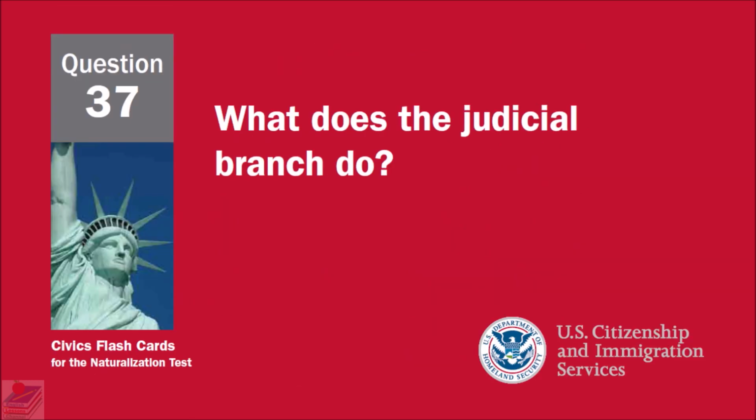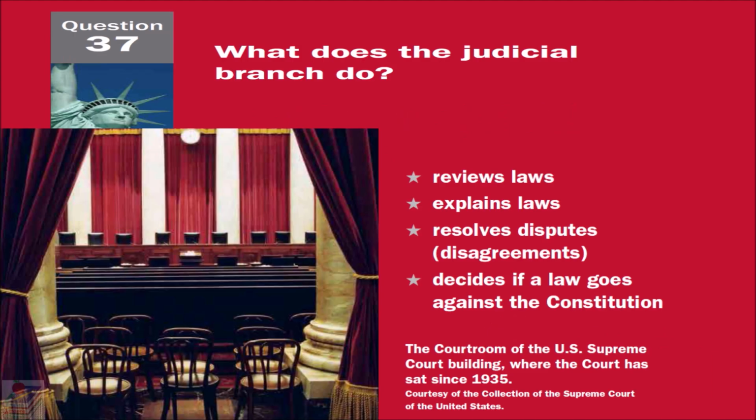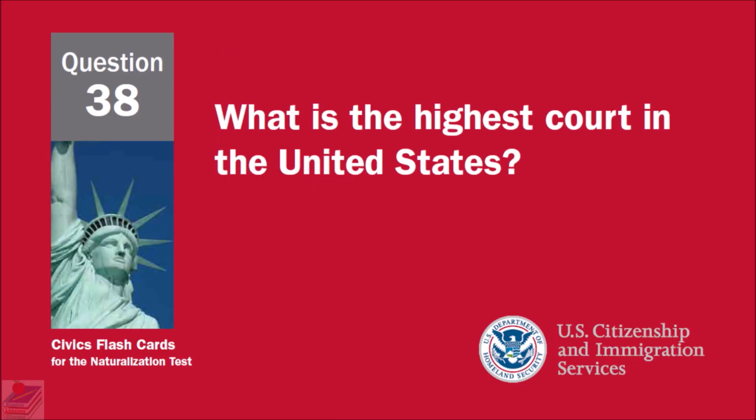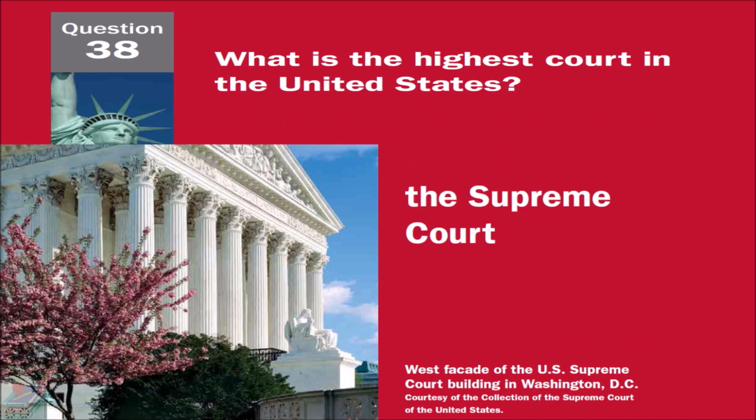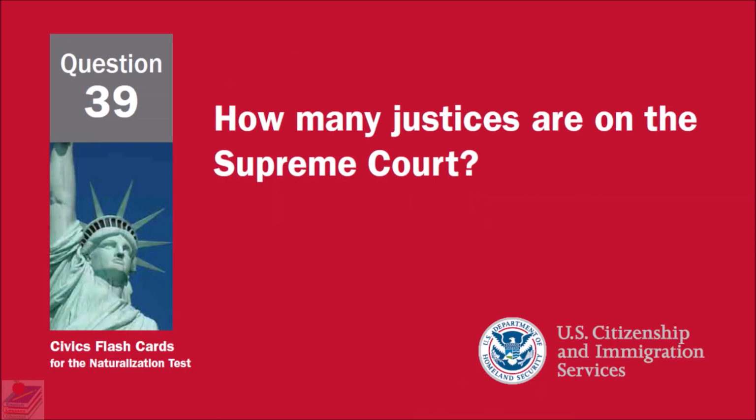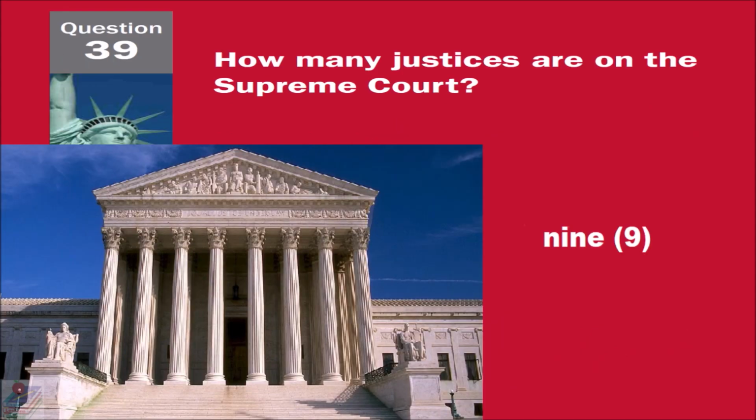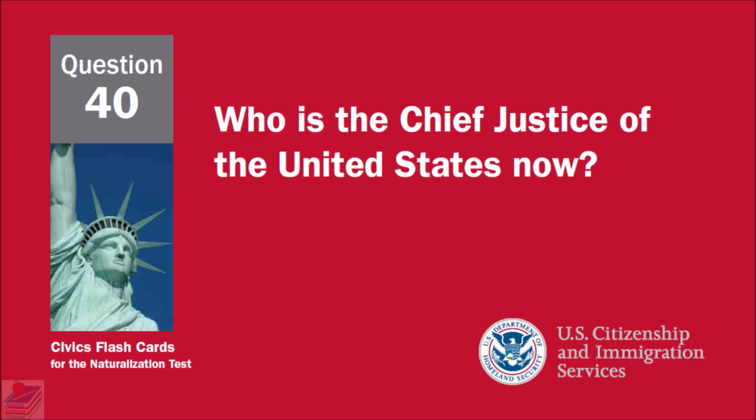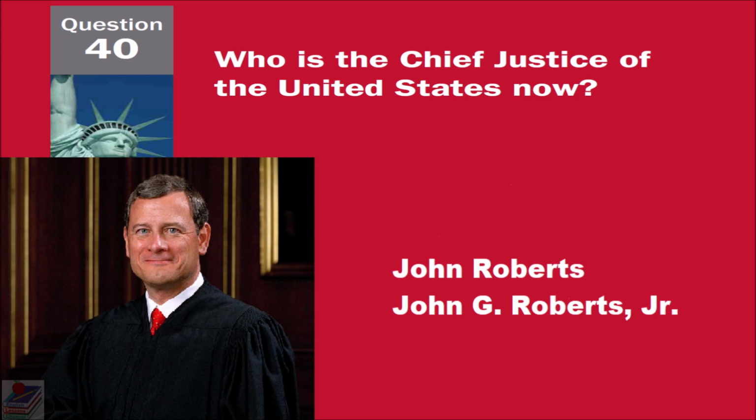What does the judicial branch do? Reviews laws, explains laws, resolves disputes, disagreements, decides if a law goes against the Constitution. What is the highest court in the United States? The Supreme Court. How many justices are on the Supreme Court? 9. Who is the Chief Justice of the United States now? John Roberts.